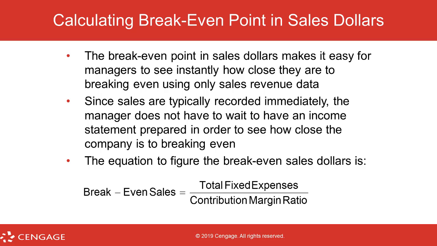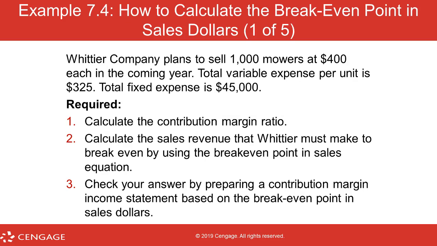If you think about when you go into a restaurant or any type of store and they go to check you out, the store is likely using a point of sales system which collects sales revenue data. So our equation for break-even sales dollars is break-even sales equals the total fixed expenses divided by the contribution margin ratio. Let's look at that formula using our example of the Whittier Lawnmower Company.